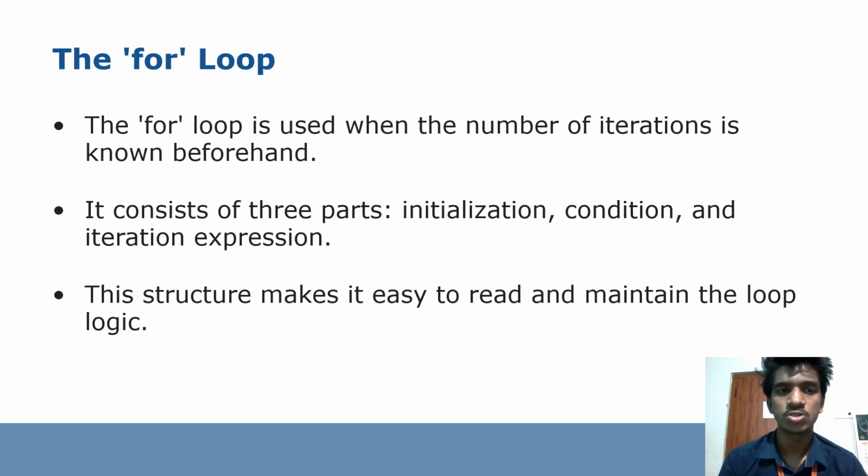And the first loop is the for loop. The for loop is used when the number of iterations is known beforehand. It consists of three parts, and they are initialization, condition, and iteration expression. This structure makes it easy to read and maintain the loop logic.